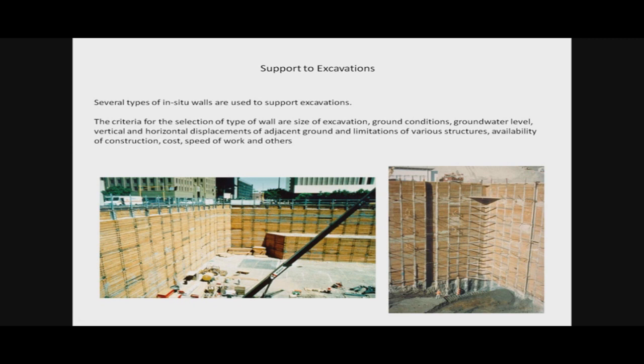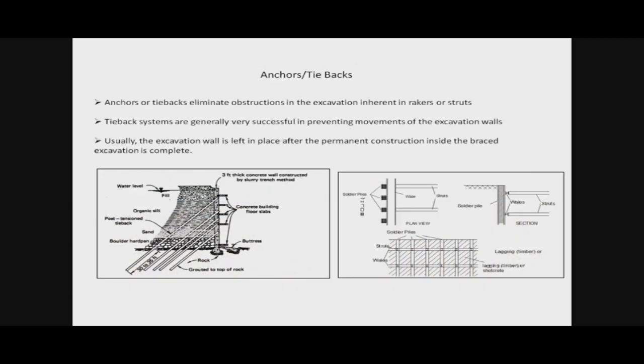There are several kinds of retaining walls which are being constructed. Some are temporary, some are permanent, and the type of wall is dependent on the excavation type, the size of excavation, the ground conditions, the ground water level, vertical and horizontal displacements of adjacent ground, and the limitation of various structures, availability of construction, cost, speed of work, and others. So the type of excavation and the type of soil will determine what kind of retaining wall we want to construct for our construction.